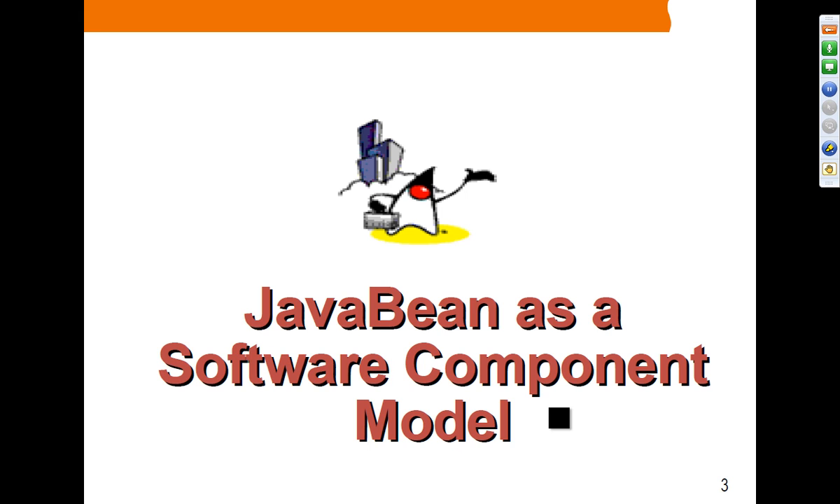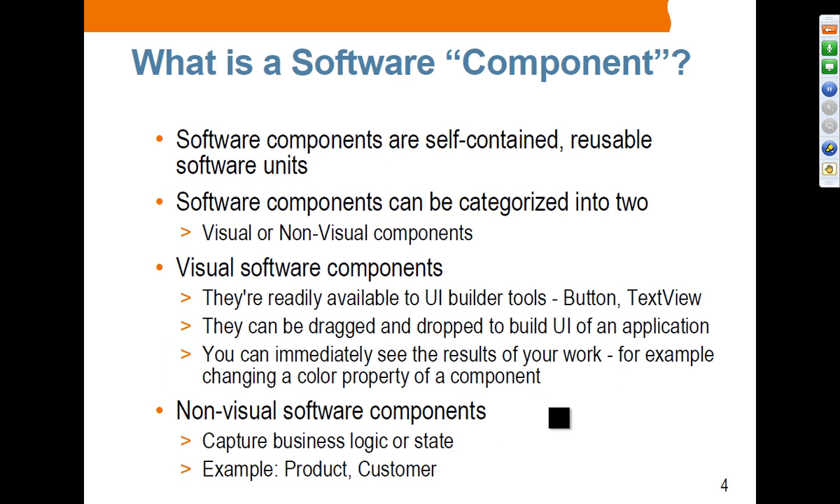Okay, so JavaBean as a software component model. When people say software component, what do you mean by that? You can think of a software component as a self-contained reusable software unit. The easiest way to understand a software component is a Lego block. When you're trying to build something using Lego blocks, basically you got a set of Lego blocks and you assemble them, right?